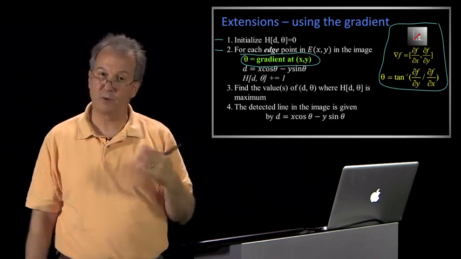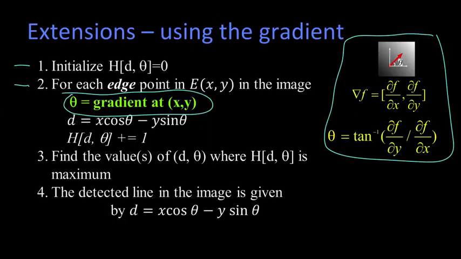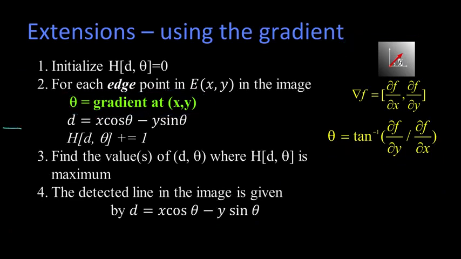You don't have to worry about voting for all the others. I've written it here as if you got a single value. Now that you have theta, you can solve your equation directly, just as we did before, and we increment our accumulator array. The nice thing is that by using the gradient, you've reduced the voting time hugely, right? You don't have to worry, you just have a single point.